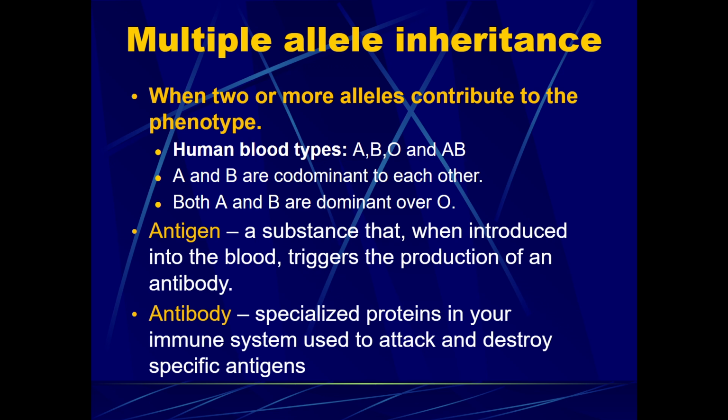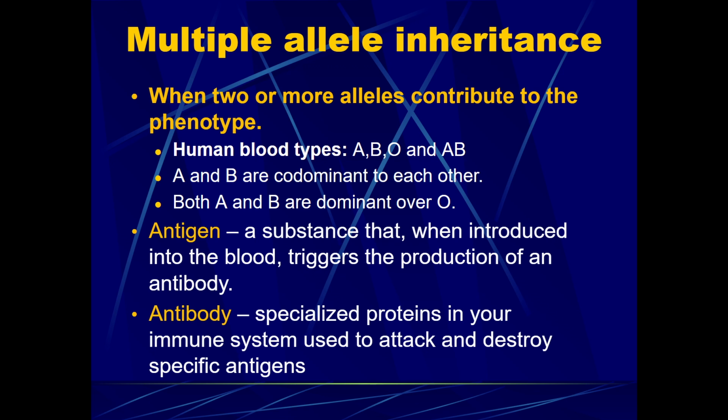So A and B, we've talked about, are codominant to each other. If you inherit both, you show both in your phenotype. But both A and B are dominant over O. So if you inherit one allele for A and the other allele for O, then your blood type is A. And the same goes for allele B.